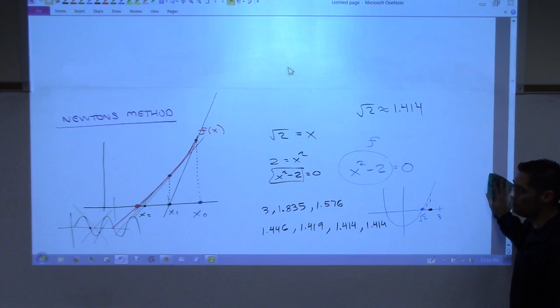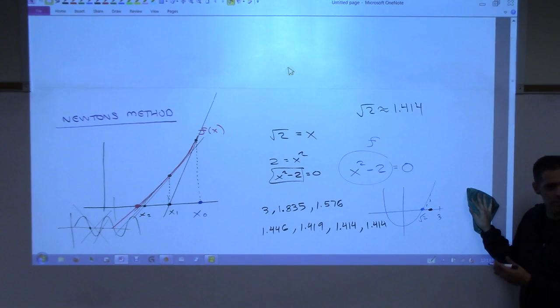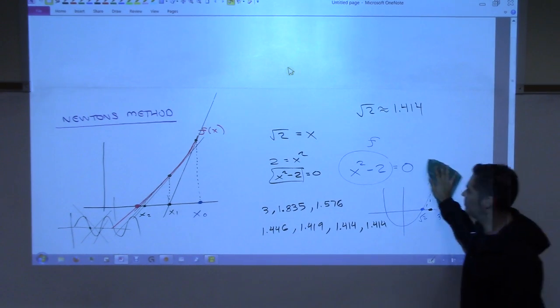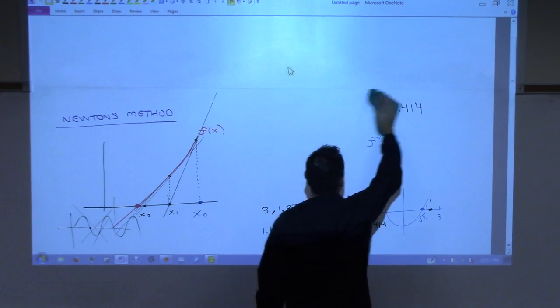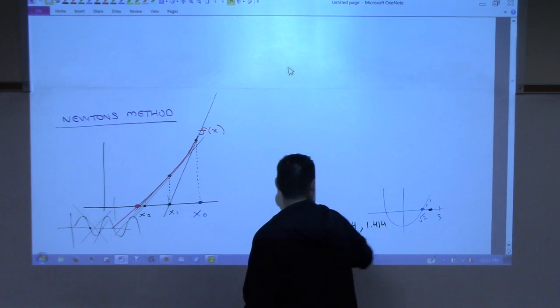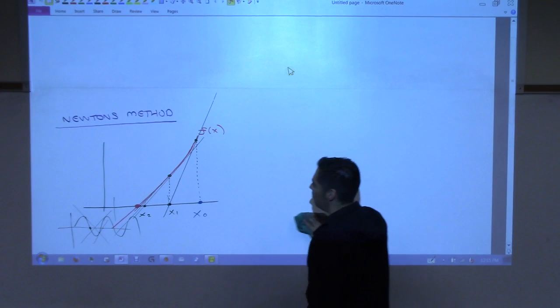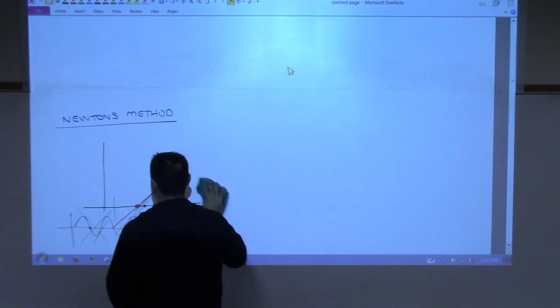Now I'm going to give you the option. Do you want me to just give you the algorithm, or do you want me to actually show you how to create the algorithm from the picture? Which one's more valuable? What do you want? How to create it. Say it. You just want it? You want to see where it comes from? All right. That's what I was hoping you would say. I always like it when people want to know where things come from. That's good.